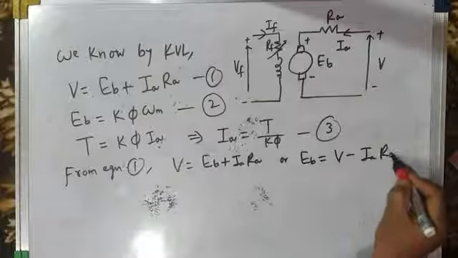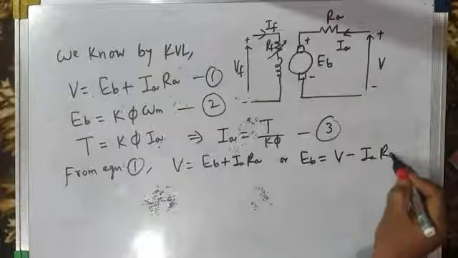So therefore, the speed of the motor omega m is equal to V divided by K phi, because this K phi will divide here when it goes to the right hand side, minus T by, you already have K phi, K phi into K phi is K phi whole square, into Ra, the armature resistance. Or we can write that the speed of a separately excited DC motor is V upon K phi minus Ra by K phi whole square into torque. So this is a very, very important equation.